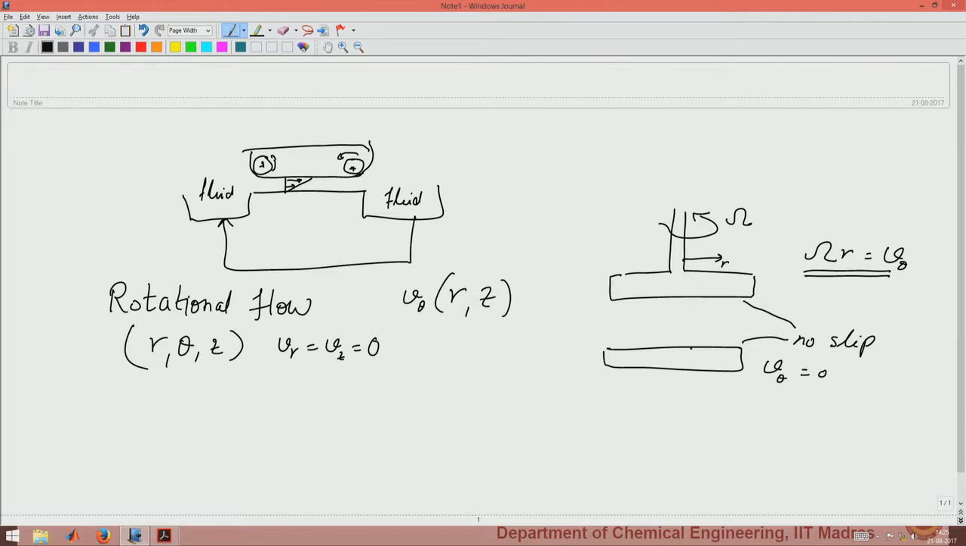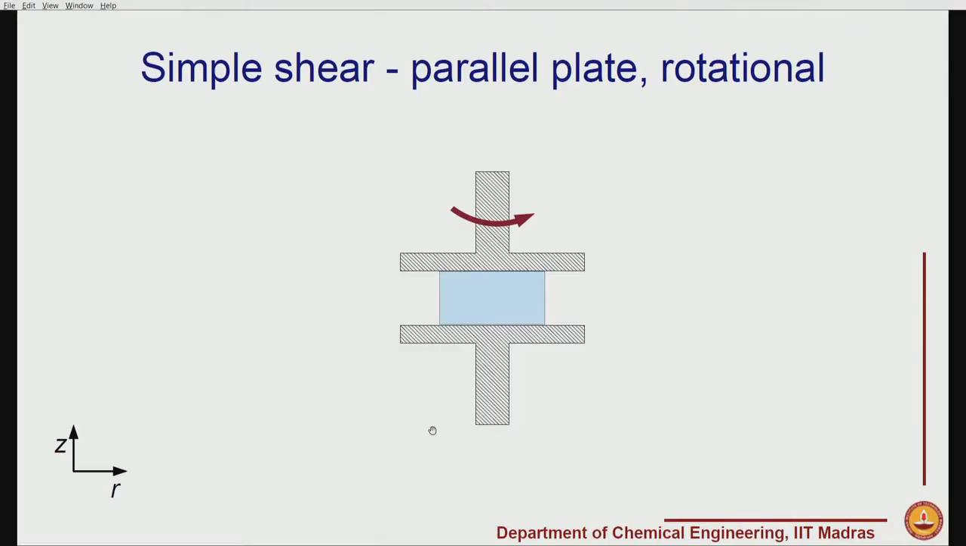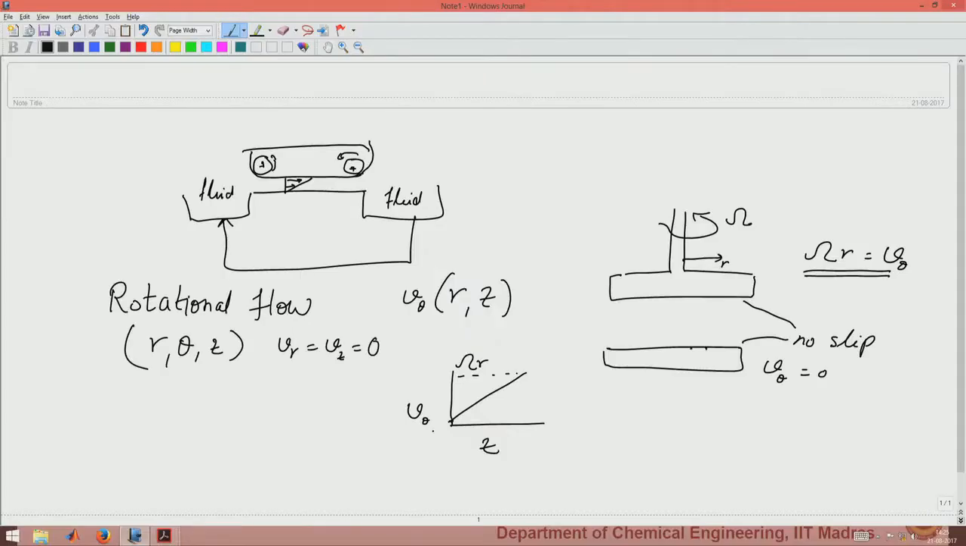So, clearly when you go from the bottom plate to the top plate along z, velocity will increase, and again it will be a similar velocity profile the way we had drawn earlier, V theta as a function of z. If you plot it, it will increase, right, it is a linear velocity profile. The topmost value will be omega r, bottom plate value will be 0. So, therefore, this is also an example of shear flow, and this is what is used more often in laboratory conditions. So, these are all called rotational rheometers.